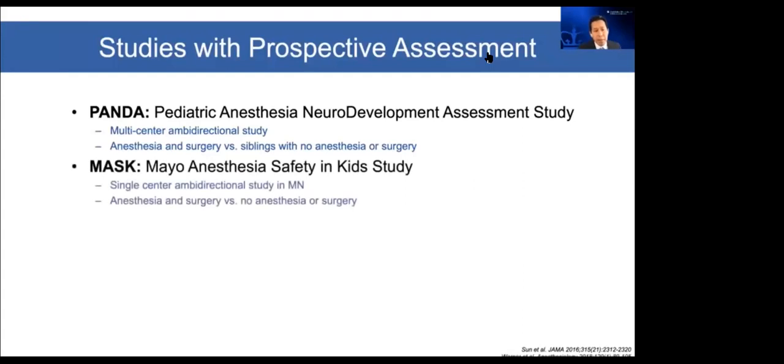The MASK study, which is a single center ambidirectional study that compared children receiving anesthesia and surgery with other children in the community who did not receive anesthesia or surgery. Both of these were observational studies.